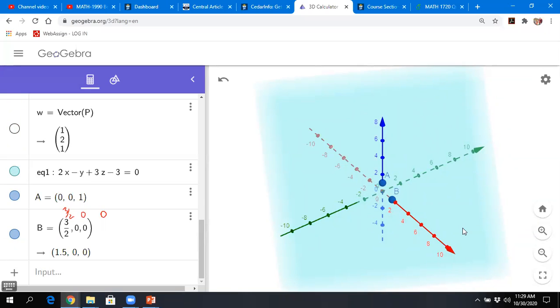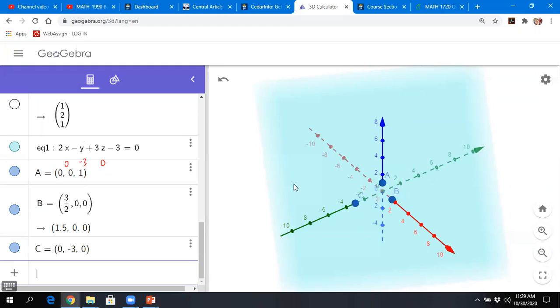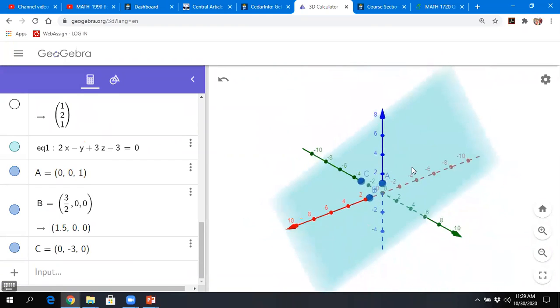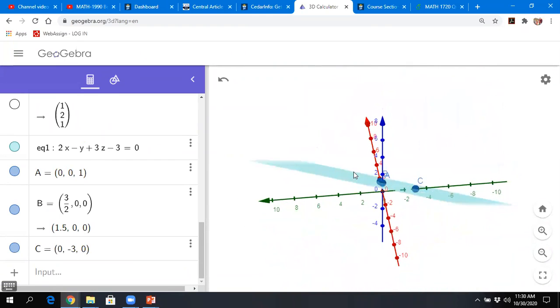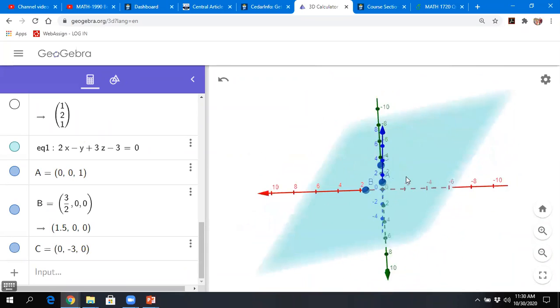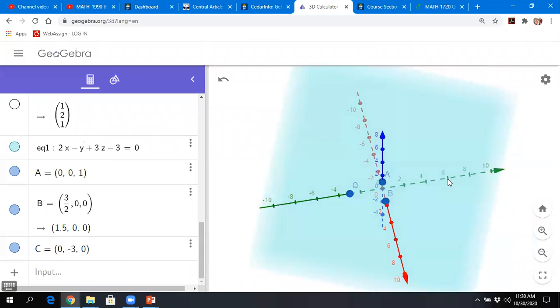What would be the last thing that I could do? If I plug in 0 for x and z, what does y have to be? -3. So that means (0, -3, 0) is another point. So we have just located the three places where this plane intersects the coordinate axes. One of them, it intersects on the negative side: it intersects the y-axis on the negative side.